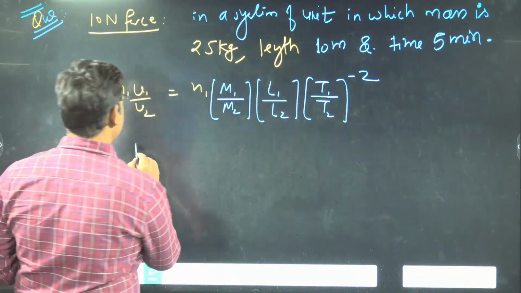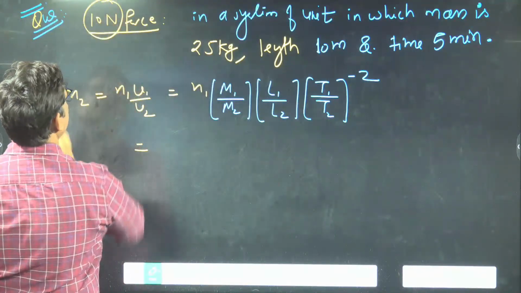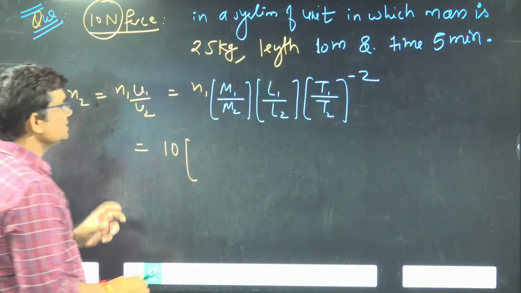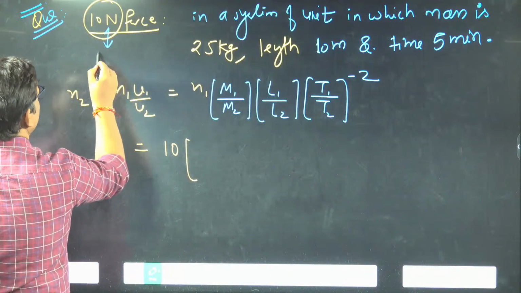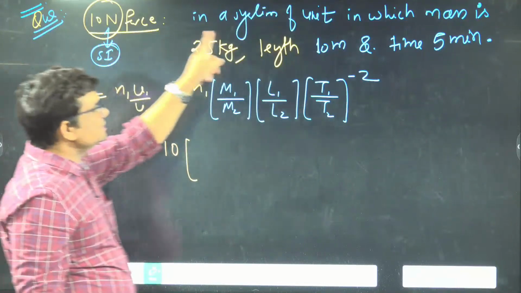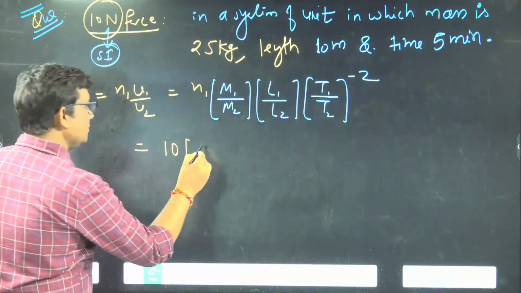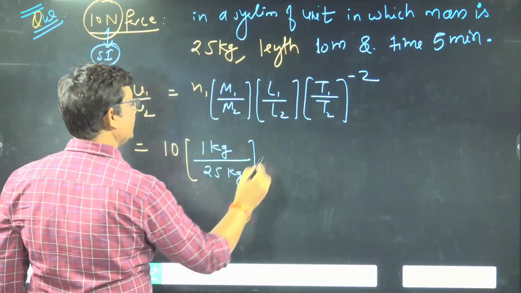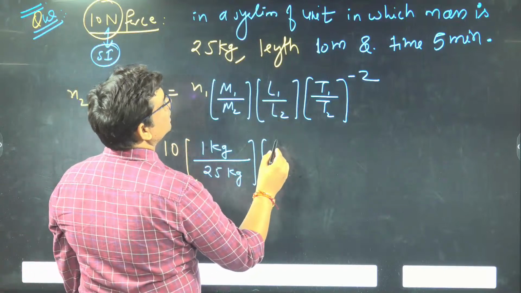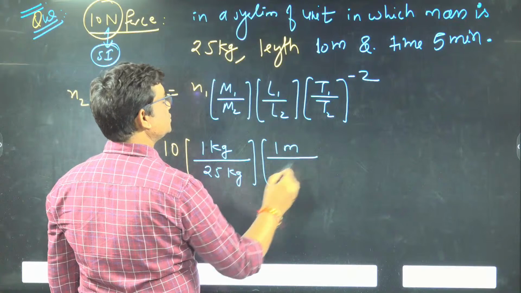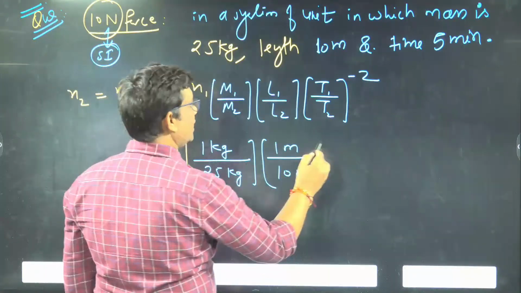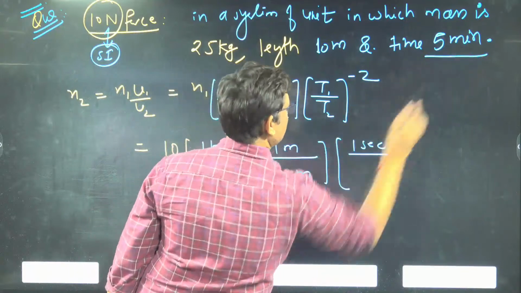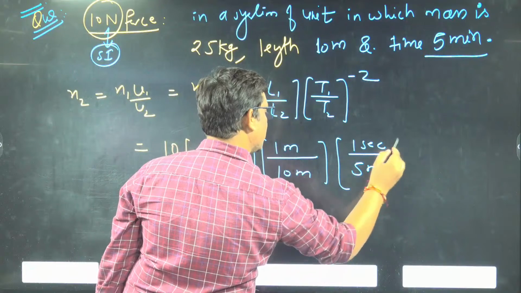Now N1 is basically the 10 Newton. Newton indicates that the first system is the SI system, and this is your hypothetical system. So mass will be taken as 1 kg, but in the new system this is 25 kg. Then L1: in our SI system it is 1 meter, but here it is 10 meter. Time is 1 second, but in our new system it is 5 minutes, so we write 5 minute power minus 2.